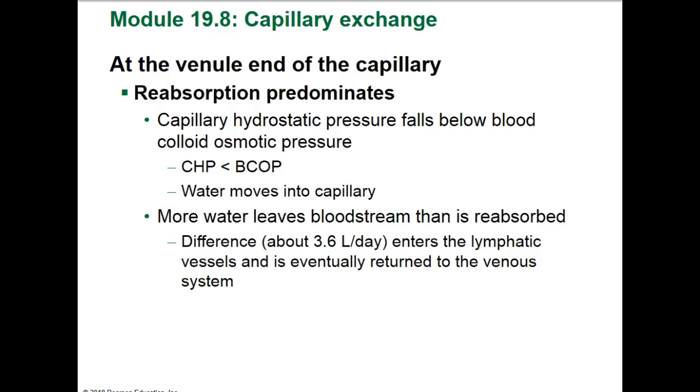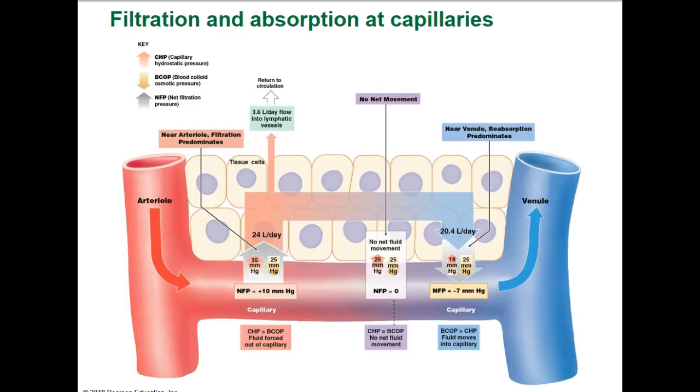More water is going to leave the bloodstream than is reabsorbed, and we have a difference of about 3.6 liters per day entering the lymphatic vessels, which is eventually returned to the venous system. Okay, so this graphic shows all of those movements. So again, at the arterial end, filtration predominates. At the venous end, reabsorption predominates.